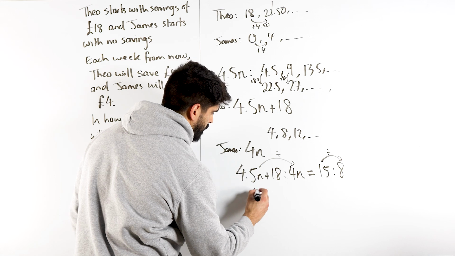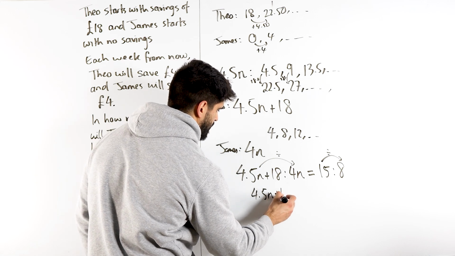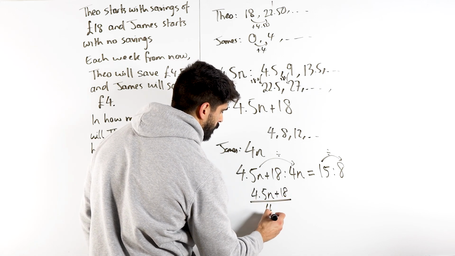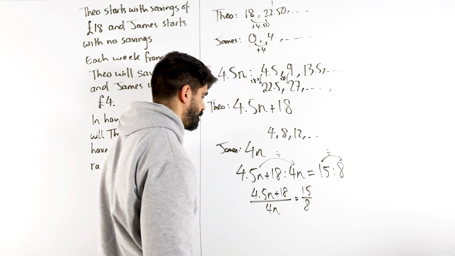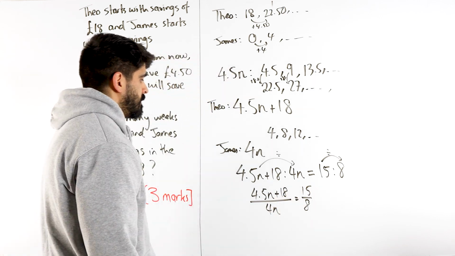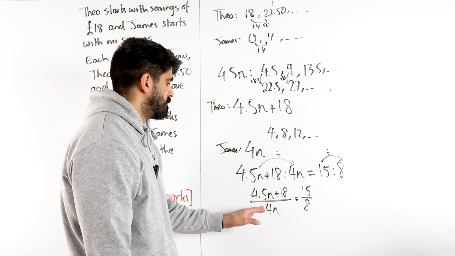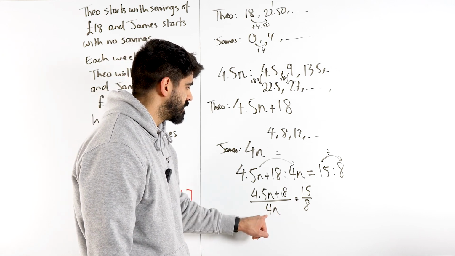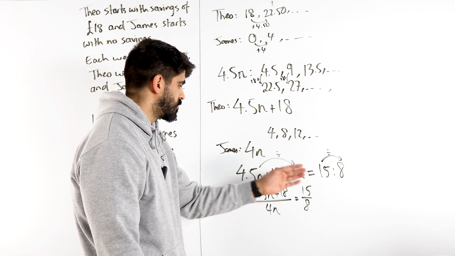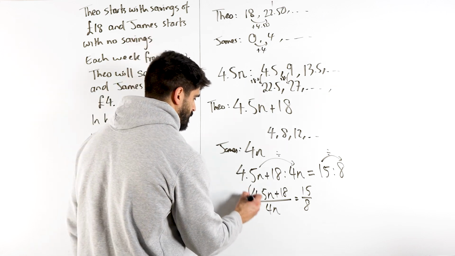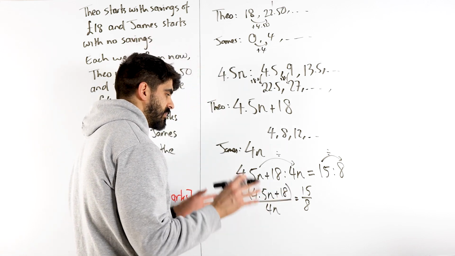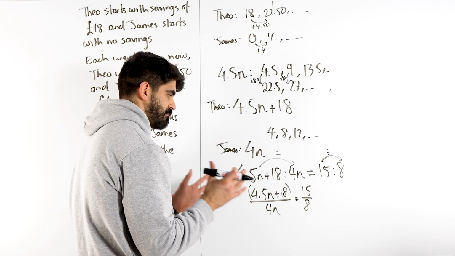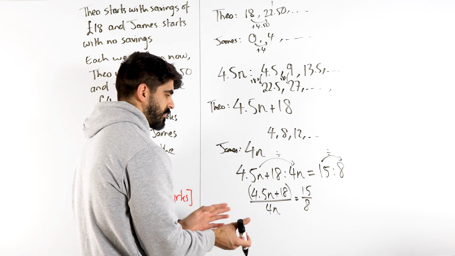So we have 4.5n plus 18 divided by 4n is the same as 15 divided by 8. Now there's some cool things we can do here. We can multiply both sides by 4 if you want to get rid of this, or what most students do is they'll just cross multiply. But I think in the long run, understanding what's going on is just better. Don't just keep cross multiplying for everything.